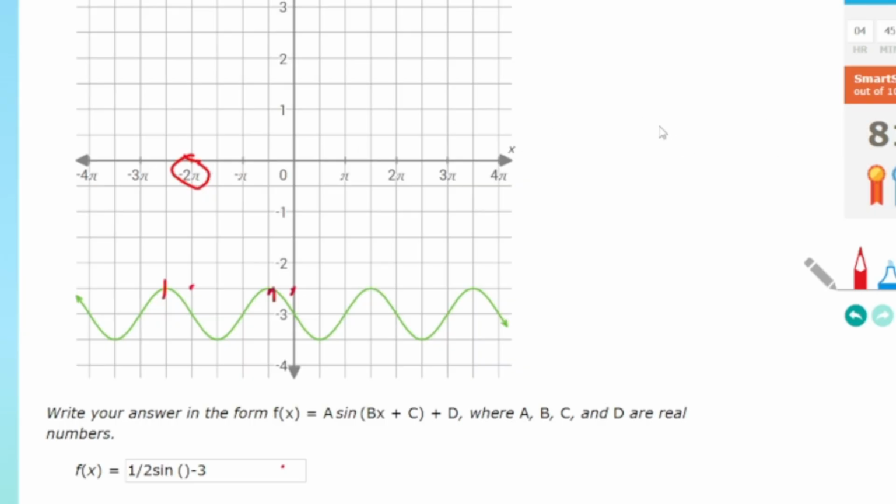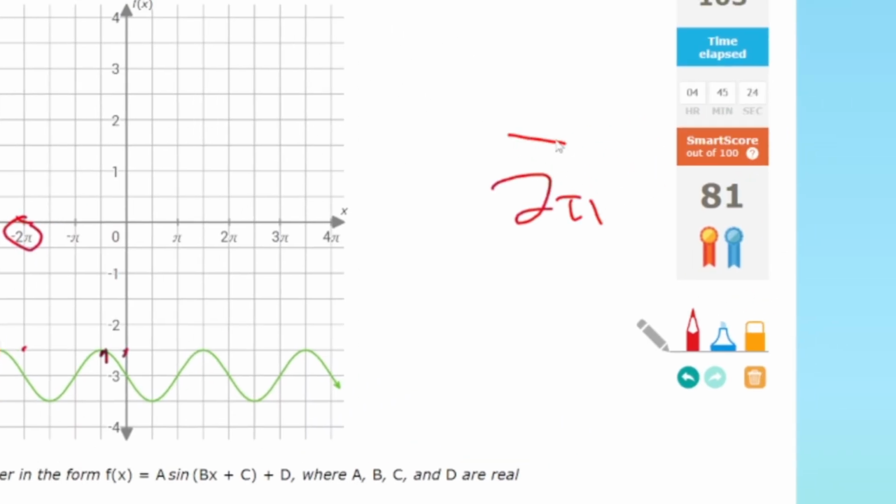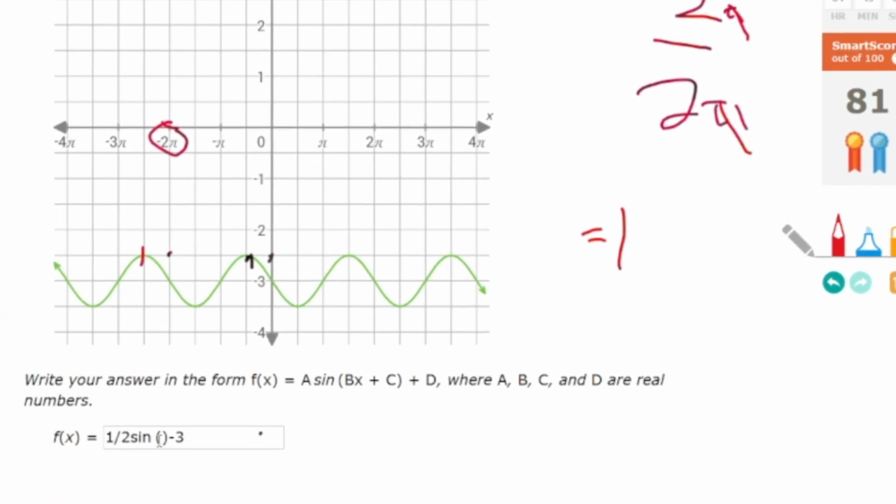And then you take that 2 pi, you put it underneath. So 2 divided by 2, the pi's cancel out. You're left with 1. So our period is just x. You could put 1x, but x is more proper. Now we have a phase shift.